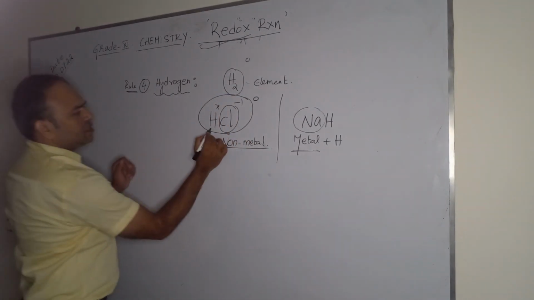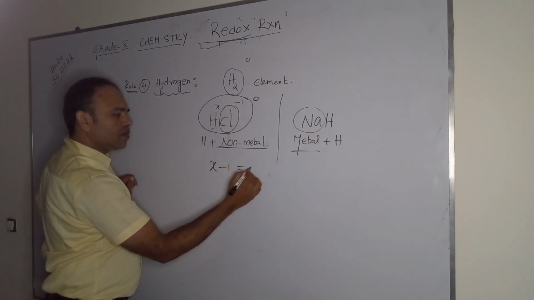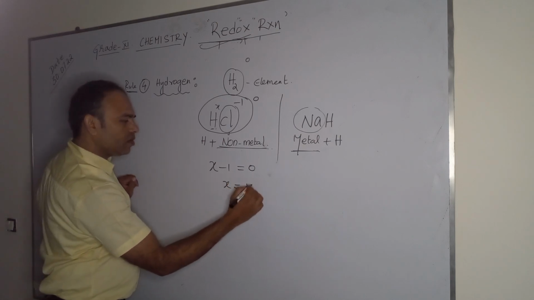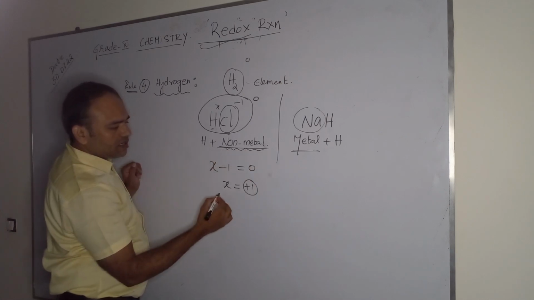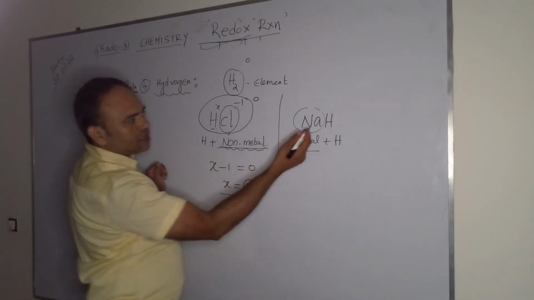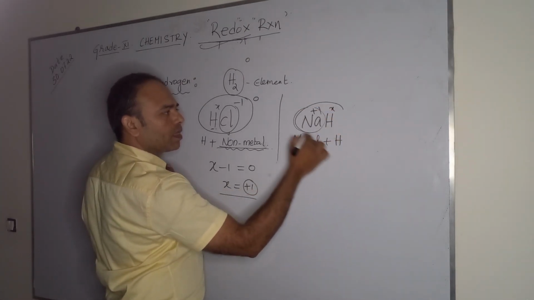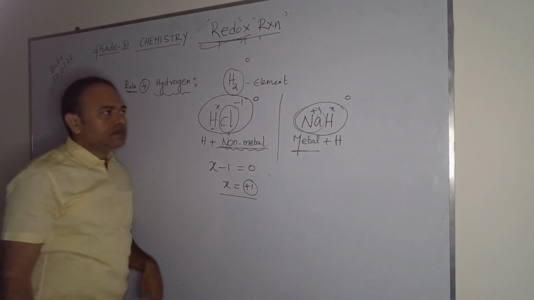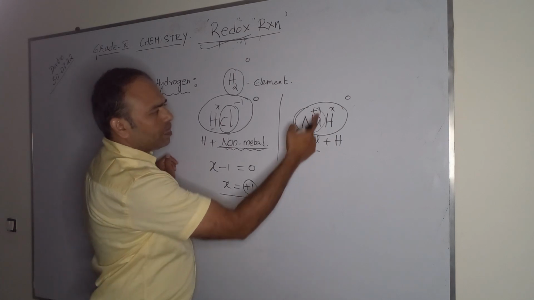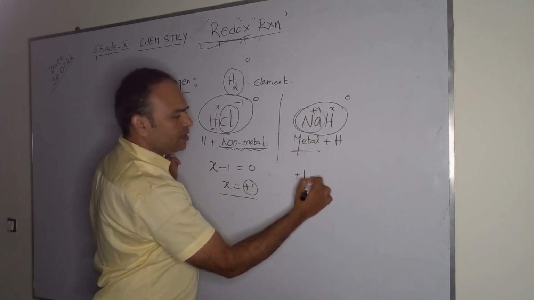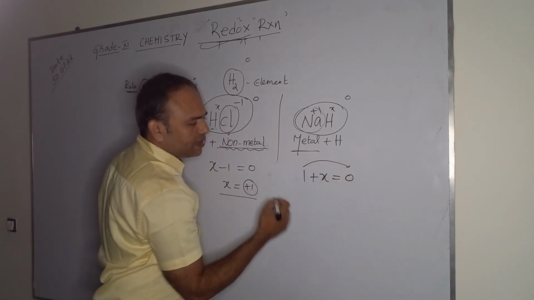So what is the oxidation state now? So you know this is X and minus 1 is equal to 0. So X is equal to plus 1. That means whenever hydrogen is combining with a non-metal, the oxidation state will be plus 1. Second condition, Na is plus 1 we know, and H you take it as 0, and algebraic sum of the total charges will be 0. So now let us write equation, that is 1 plus X is equal to 0. So now send this 1 to other side.